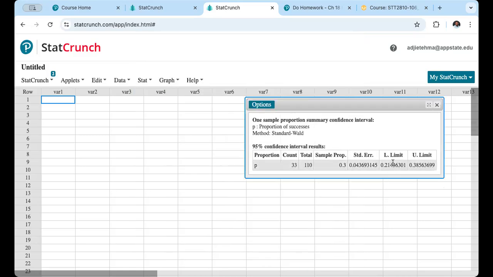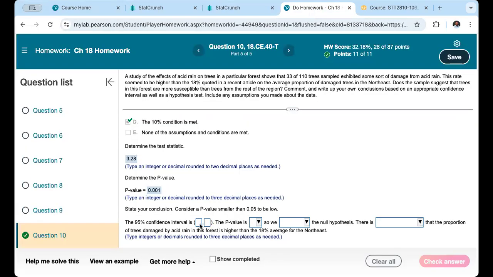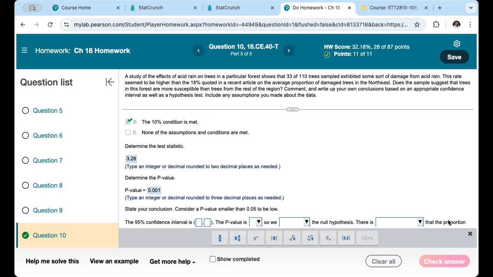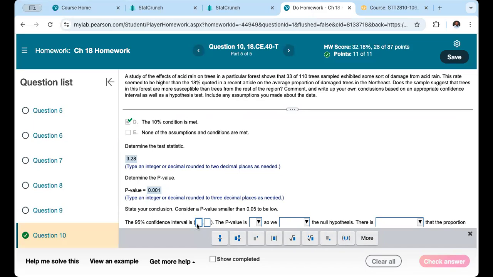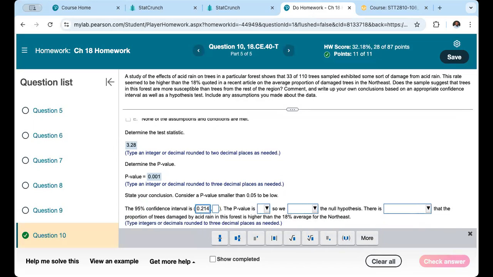So this is the lower limit, this is the upper limit. So the lower limit, I have 0.2143 and then 0.3856. So when we get here, they want the confidence interval to 3 decimal places. So 0.214 and then 0.386.